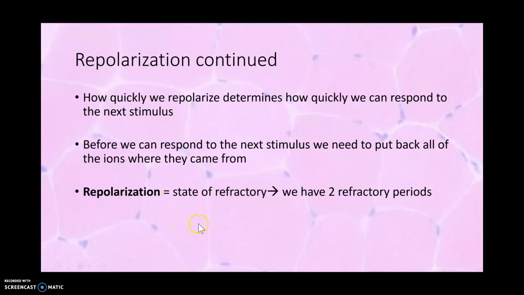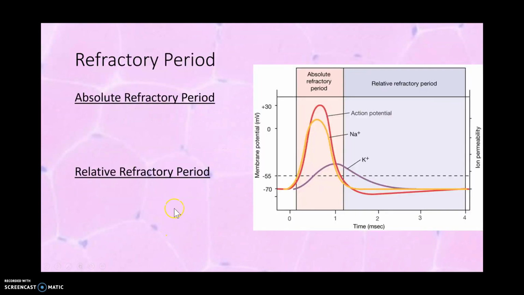So how quickly we repolarize determines how quickly we can respond to the next stimulus. If we were to repolarize very, very slow, we wouldn't be able to respond to the next stimulus in order for us to contract or transmit the action potential from one cell to the other. But before we can respond to the next stimulus, we need to put back all of the ions where they came from, which is what we just went over. So that repolarization is representing a state of refractory, and we have two refractory periods. One, we have an absolute refractory period, and we have a relative refractory period.